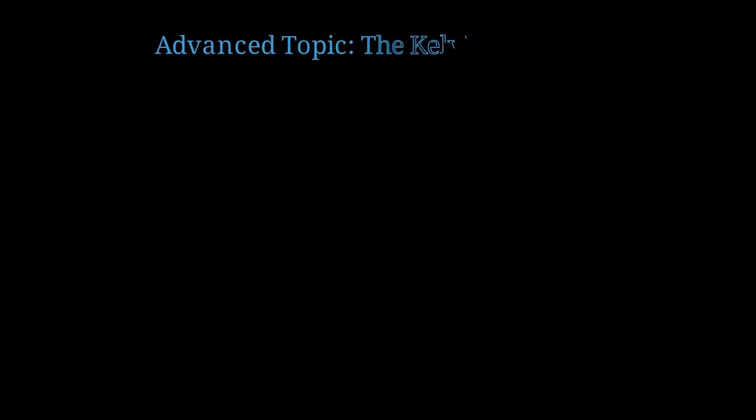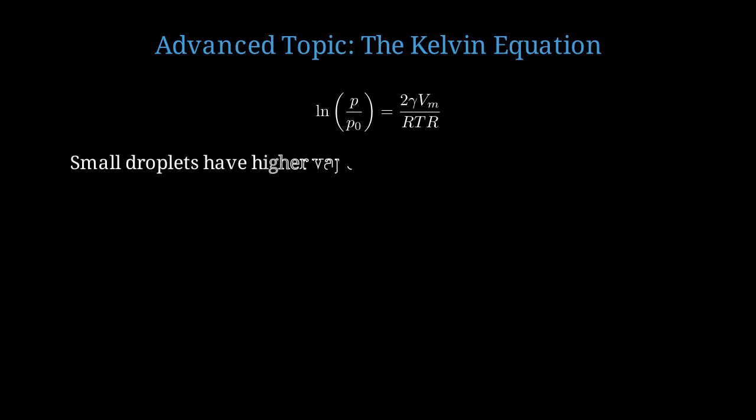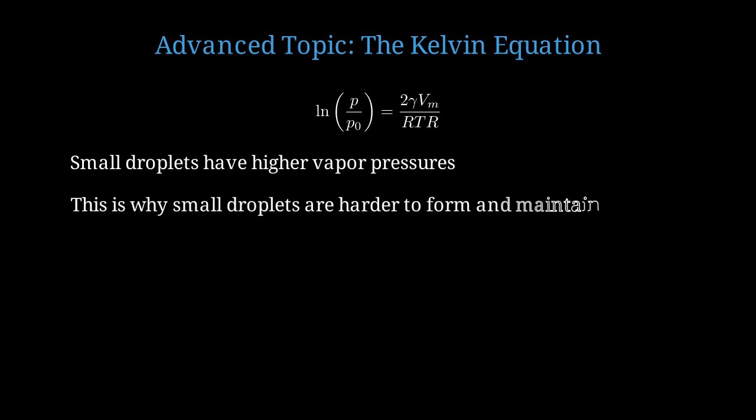For those wanting to go deeper, there's a related phenomenon called the Kelvin effect, which describes how vapor pressure changes over curved surfaces. The natural log of P over P naught equals 2 gamma Vm divided by RT R. Notice this has exactly the same form as our solubility equation. The Kelvin equation tells us that small droplets have higher vapor pressures than flat surfaces. This means they evaporate more readily. This is one reason why very small droplets are difficult to form and maintain.